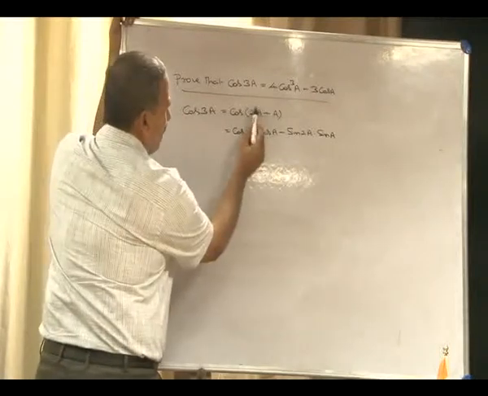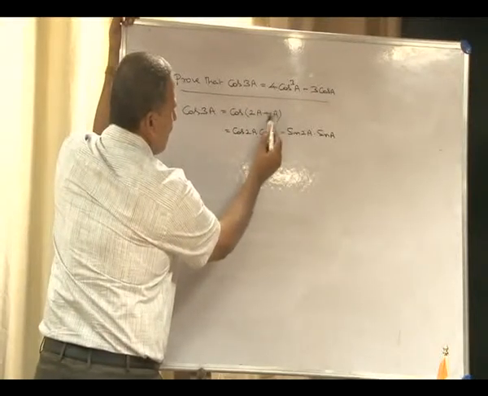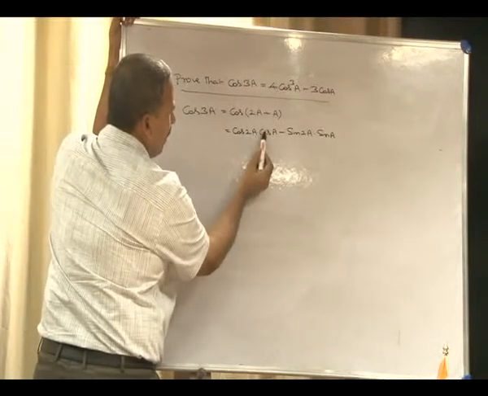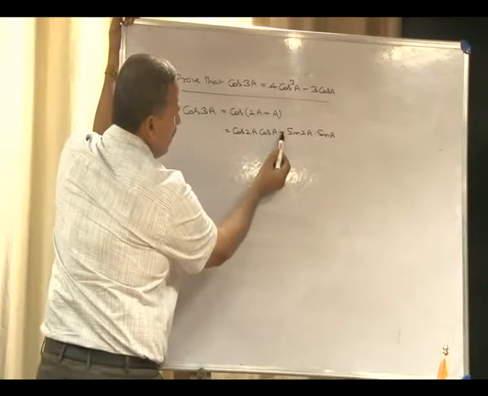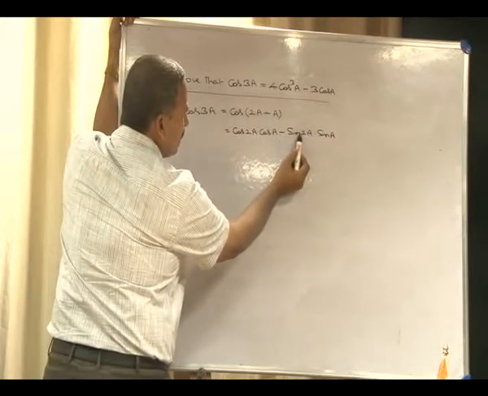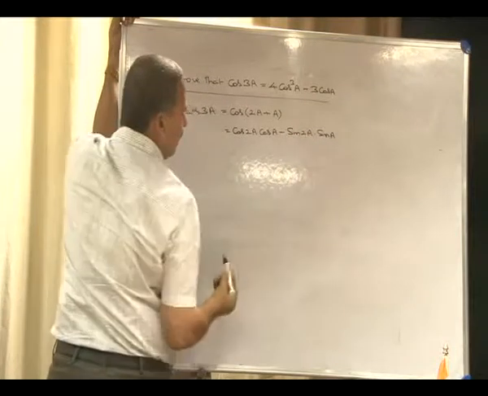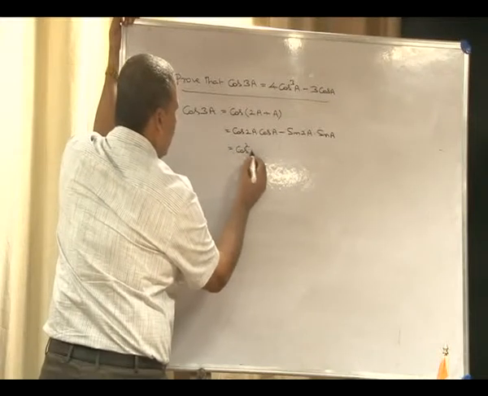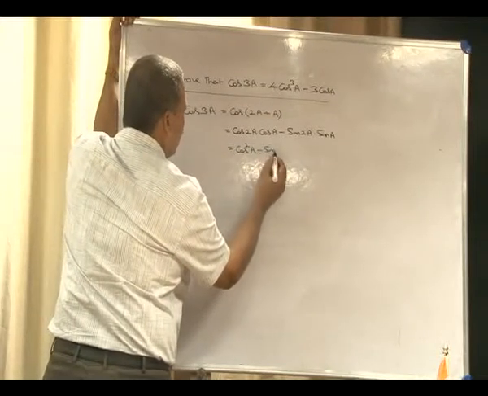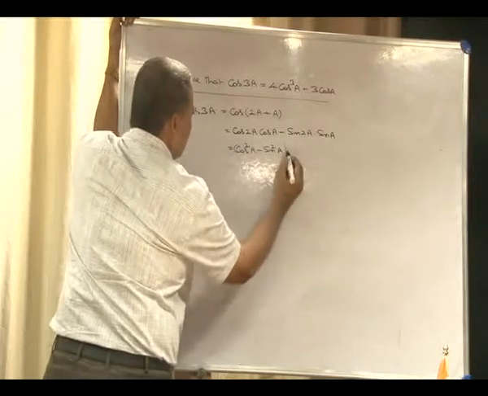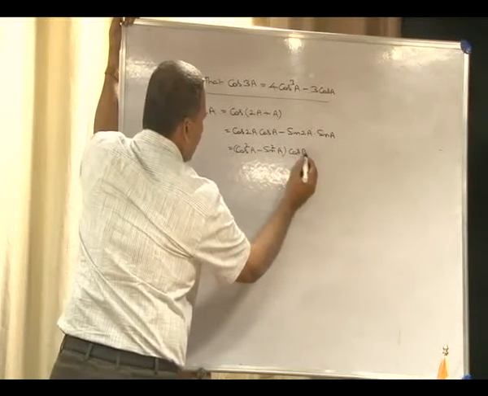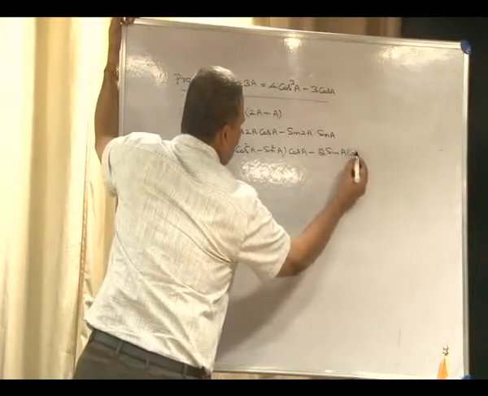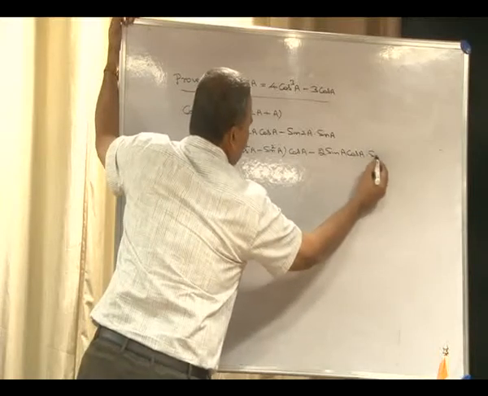Here in place of A there is 2A and in place of B there is A. Cos of A plus B is cos A, meaning 2A, cos B meaning cos A, minus sin A meaning 2A, sin B meaning A. That is equal to cos 2A, which is cos square A minus sin square A, into cos A, minus sin 2A, which is 2 sin A cos A, into sin A.